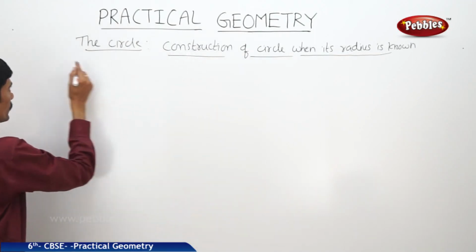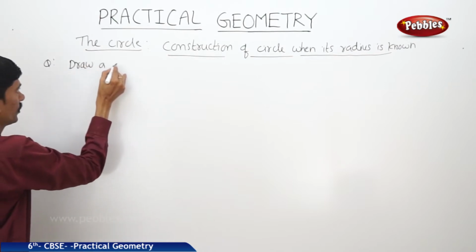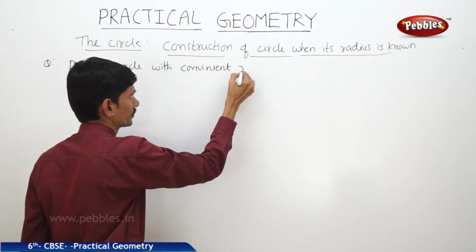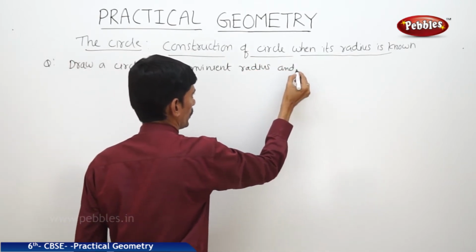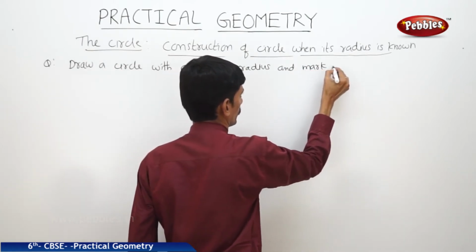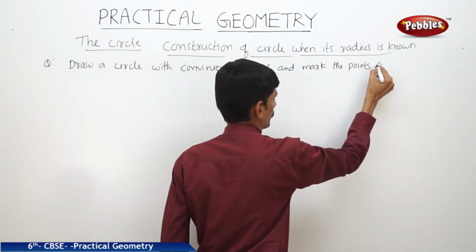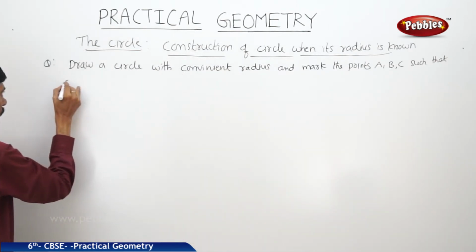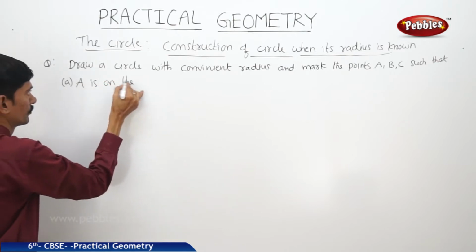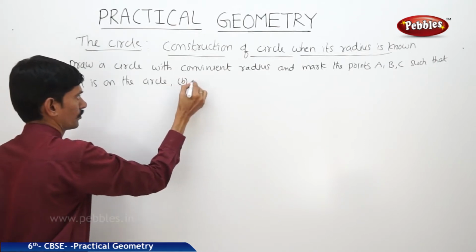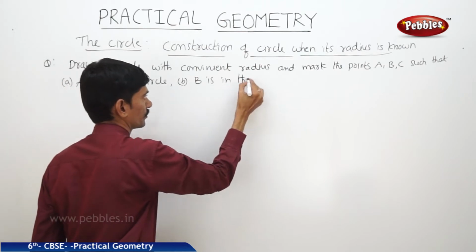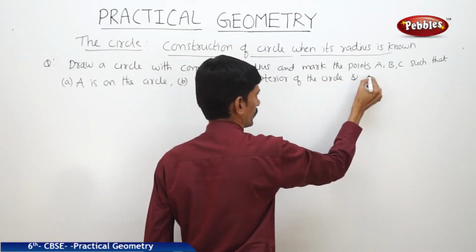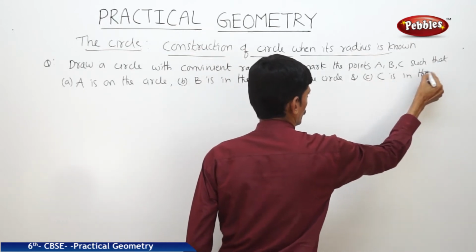Now let us see the next question. Draw a circle with convenient radius and mark the points A, B, C such that A is on the circle, B is in the interior of the circle and C is in the exterior of the circle.